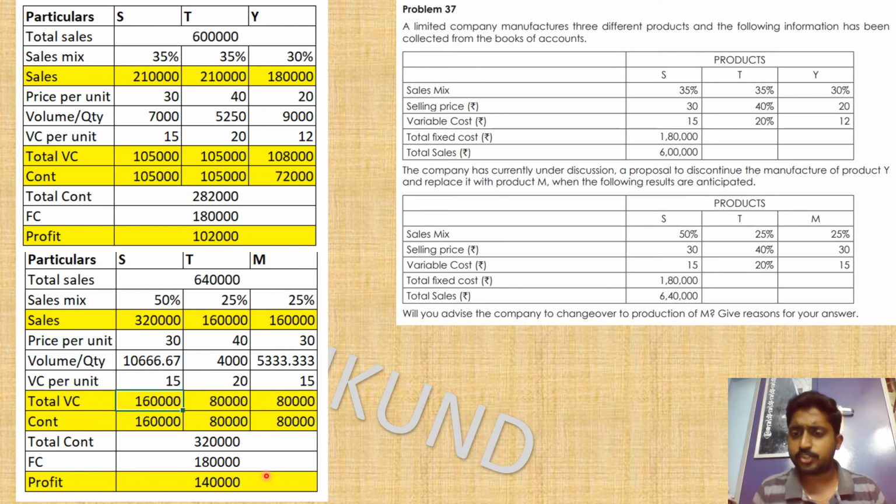Okay, so why did I choose this problem? This is a very simple problem, but why did I choose this? A lot of students get confused on how to find the total variable cost. Variable cost per unit is given in the question, multiplied by the sales volume. So how will you find the sales volume? Total sales is given in rupees, revenue is given to you, and the sales mix is given. So revenue can be bifurcated into three products, and then the selling price per unit is given. With that you have to find the volume. Volume multiplied by the variable cost per unit will give you the total variable cost.